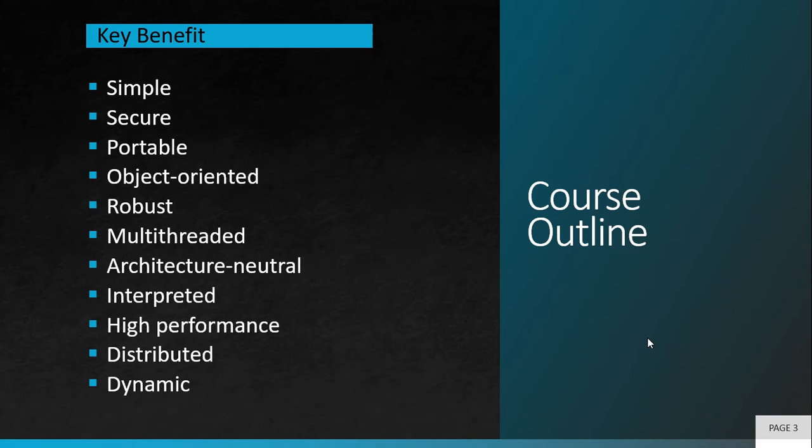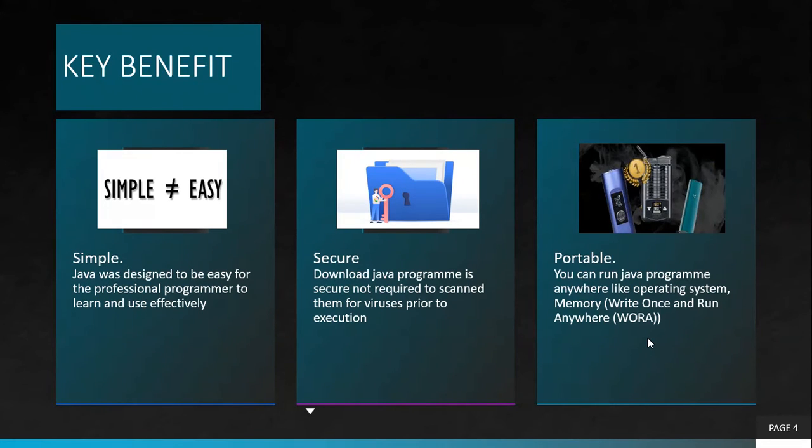So this is the course outline. If you see here, the key benefits: it is simple, secure, portable, object-oriented, robust, multi-threaded, architecture-neutral, interpreted, high performance, distributed and dynamic. All of these are keywords, or we can say the key benefits of Java. I'm going to the next page now.